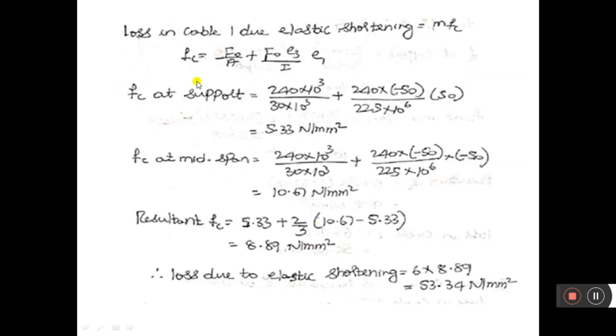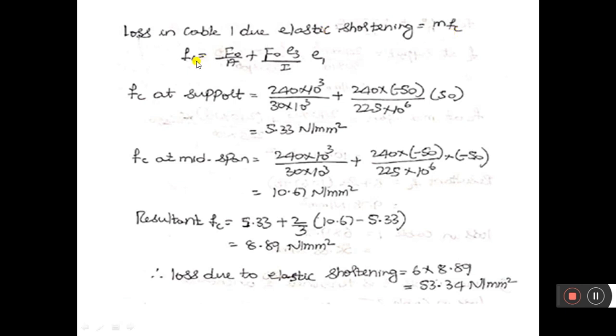So when cable 3 is pulled, there will be loss in cable 1 also. So what's the loss in cable 1? Loss in cable 1 due to elastic shortening is equal to m into Fc. Here also we will get two values for Fc. One is compressive stresses in the concrete due to eccentricity at the supports, and the other one is compressive stresses in the concrete due to eccentricity at the midspan.